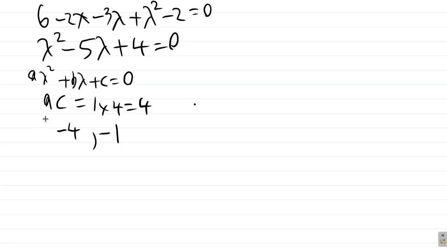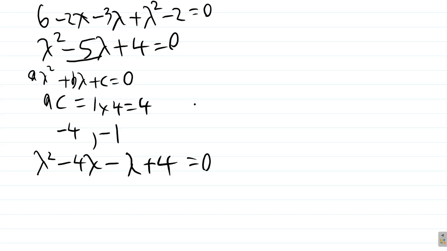You're going to split the negative 5 into negative 4 and negative 1. So you have lambda squared minus 4 lambda minus lambda plus 4 equals 0. You see, it's the same equation. Instead of negative 5 lambda here, you have negative 4 lambda minus lambda, which is the same as negative 5 lambda, right?